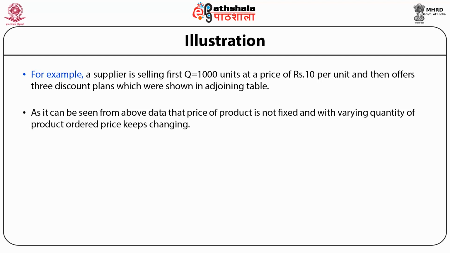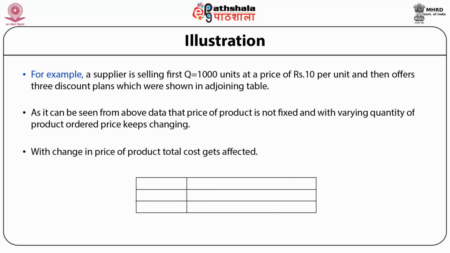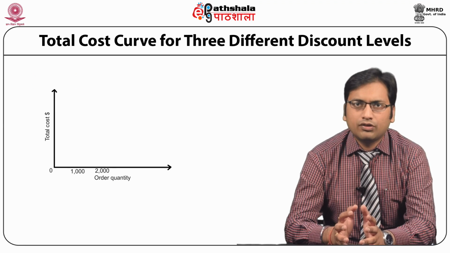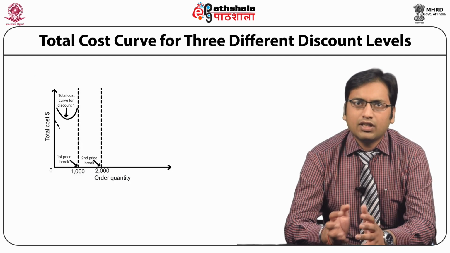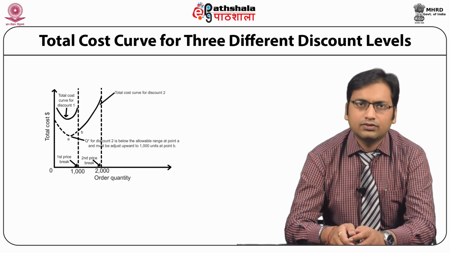As it can be seen from above data that price of product is not fixed and with varying quantity of product order price keeps changing. With change in price of product, total cost gets affected. The total cost curve for three different discount levels has been shown in figure. Total cost curve for three different discount levels. The figure explains following points.